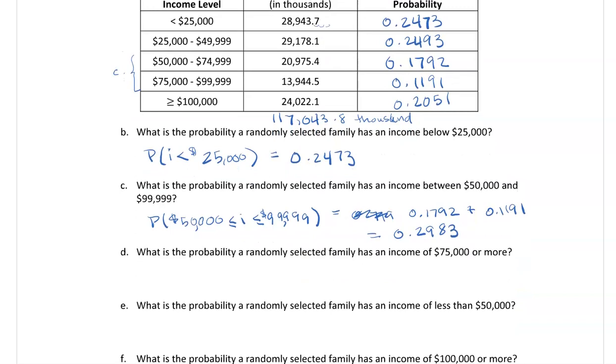What's the probability that a randomly selected family has an income of 75,000 or more? 75,000 or more is these two brackets. So this is part D. Again, we're just going to add them up. The probability that the income is greater than or equal to $75,000 is just going to be the sum of 0.1191 plus 0.2051. I'm just taking these two numbers and adding them together.